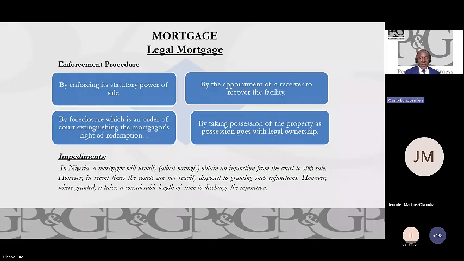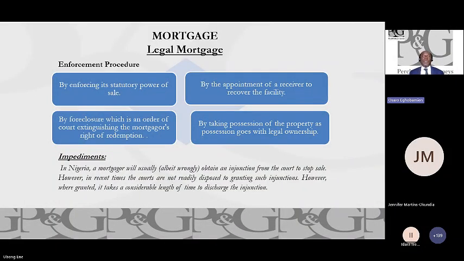Enforcement. Of course, a mortgage, because you're transferring the property to the mortgagee, he now basically has a specific interest in the assets. He can sell these assets without necessarily going to court. And that is ordinarily the beauty of a legal mortgage. In selling it, of course, I think all the bankers here are aware that the equity of redemption is never extinguished.